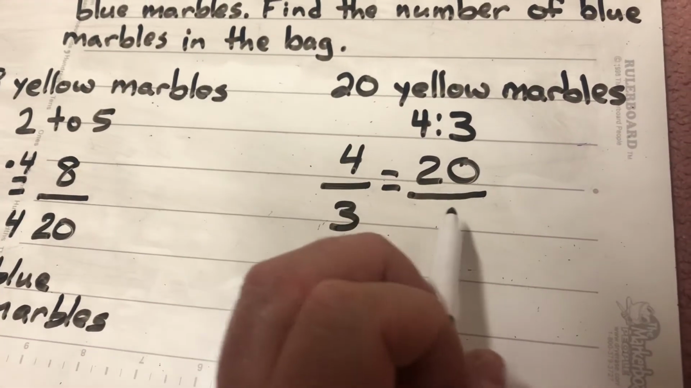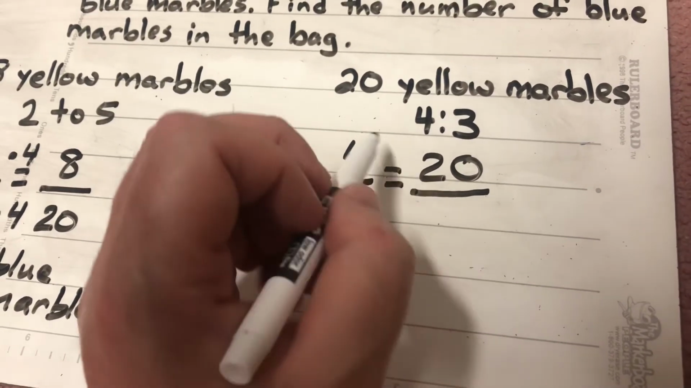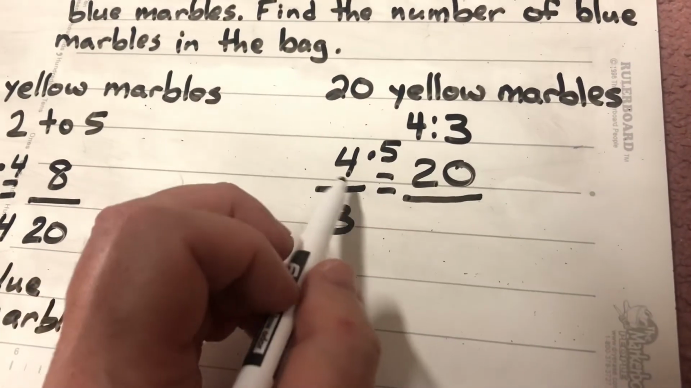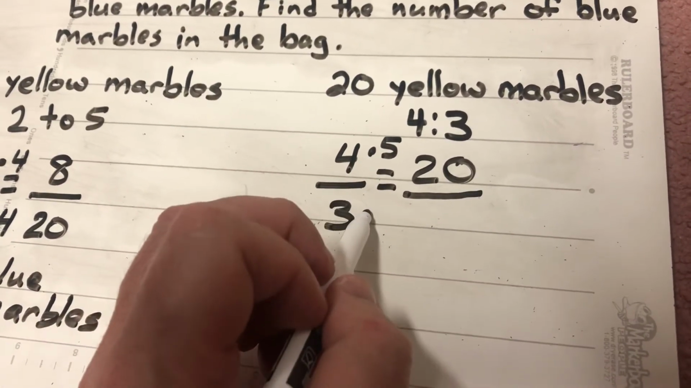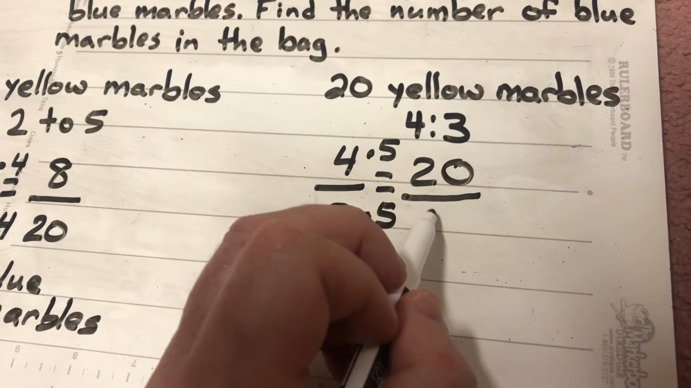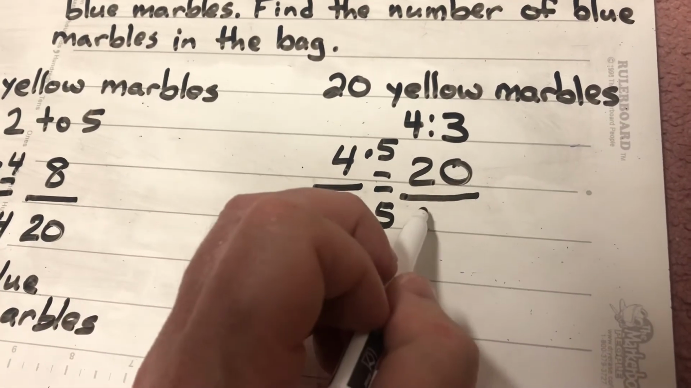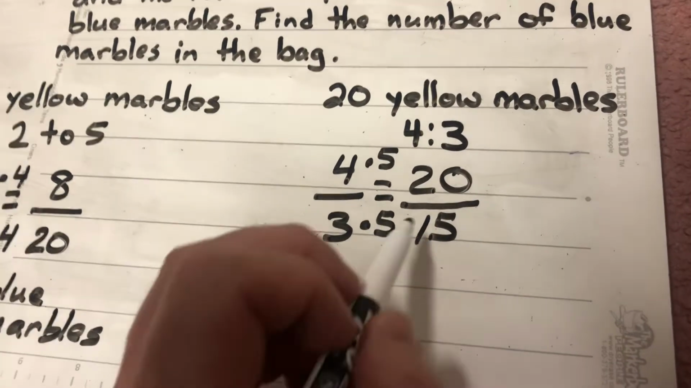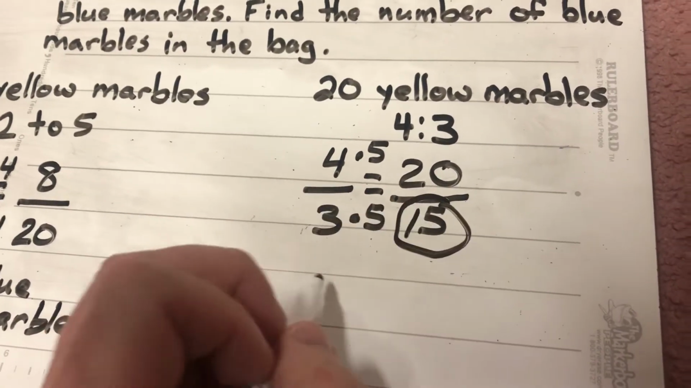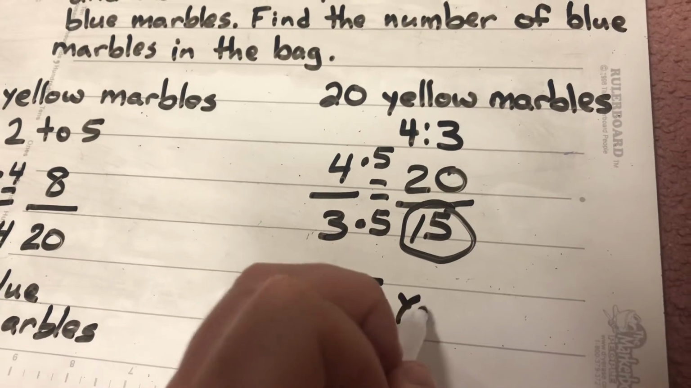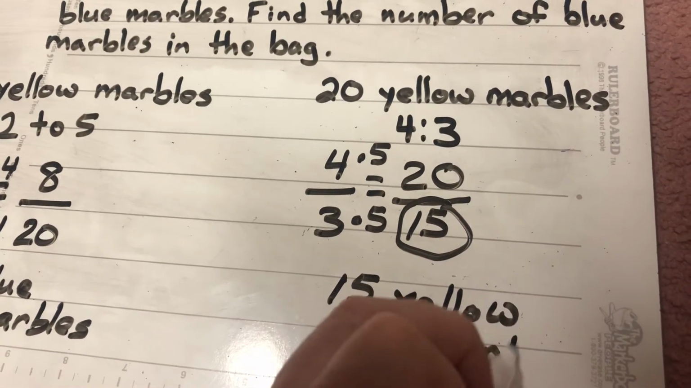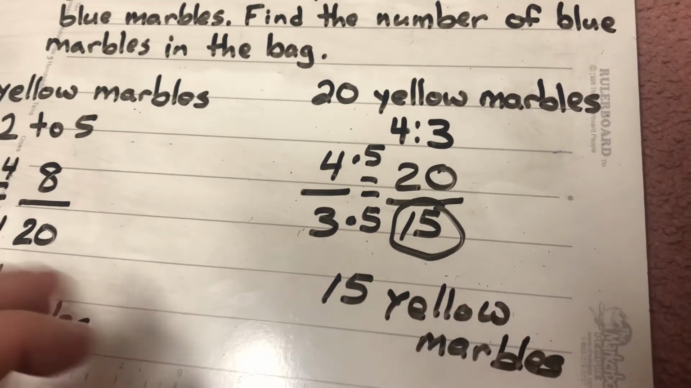I need to figure out, well, what did I do to 4 to get 20? Well, I multiplied by 5. So if I did 4 times 5 to get 20, I've got to do 3 times 5 to find this number here. 3 times 5 is 15. All right? So I find that there are 15 blue marbles. All right? Let's go on to the next example.